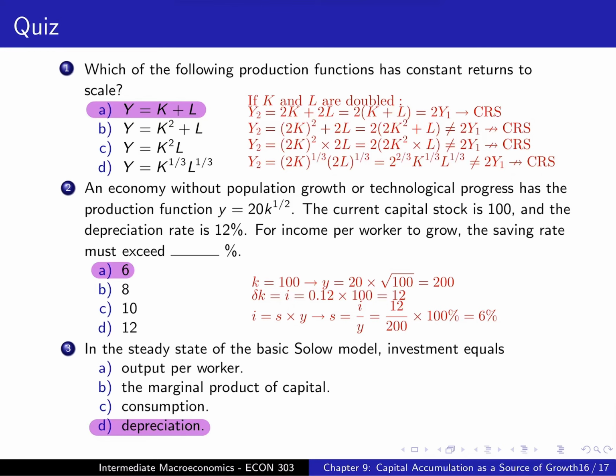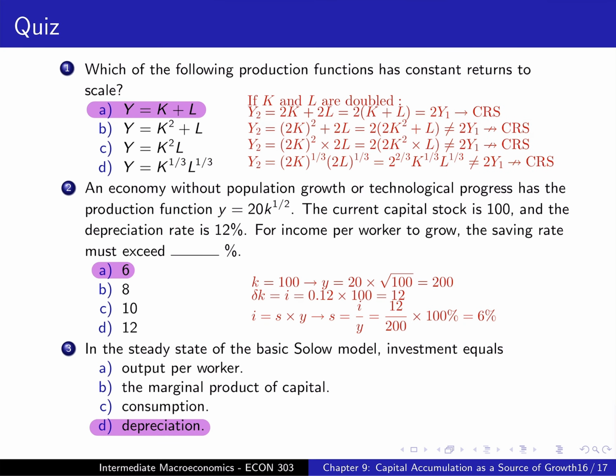First, plug in lowercase k to calculate income or output, that is lowercase y equals 200. Then plug in delta and lowercase k to calculate depreciation, that is delta times lowercase k equals 12. Since lowercase i equals delta times lowercase k, the investment equals the depreciation, that equals 12. Then to calculate the saving rate, we take lowercase s equals lowercase i divided by lowercase y equals 6%. So the saving rate must exceed 6% for income per worker to grow. The correct answer is A.